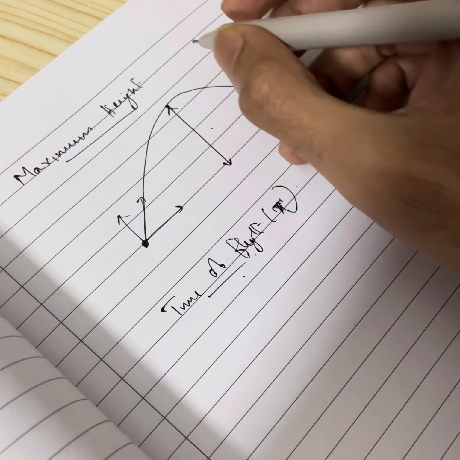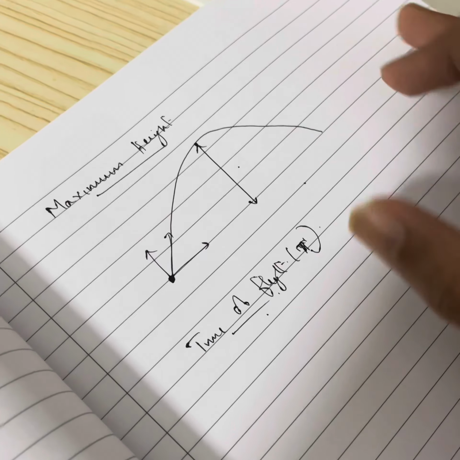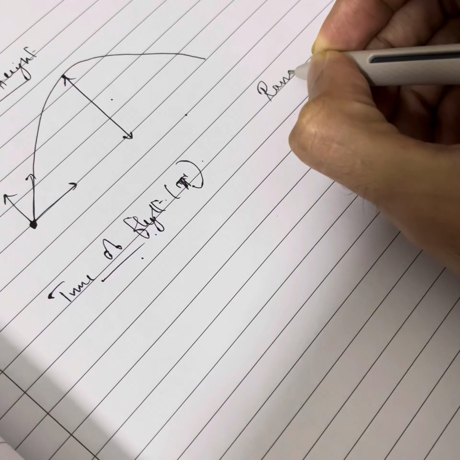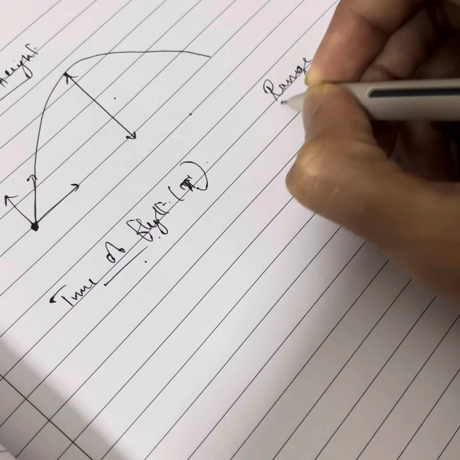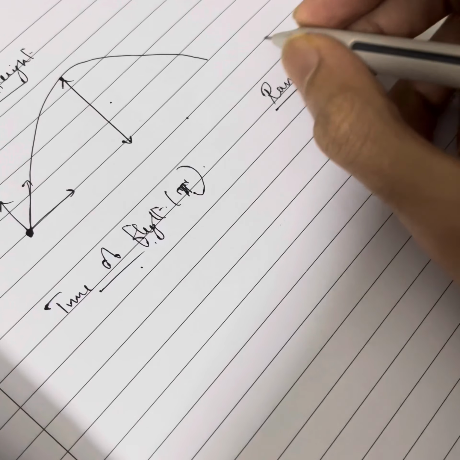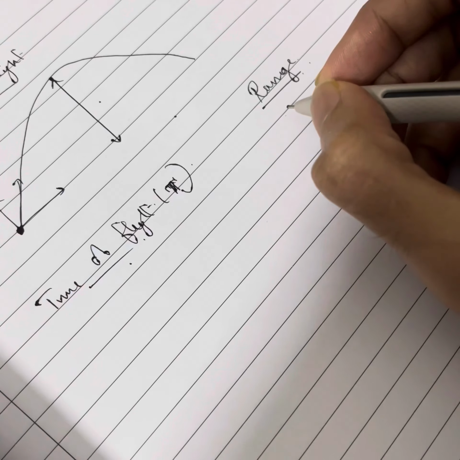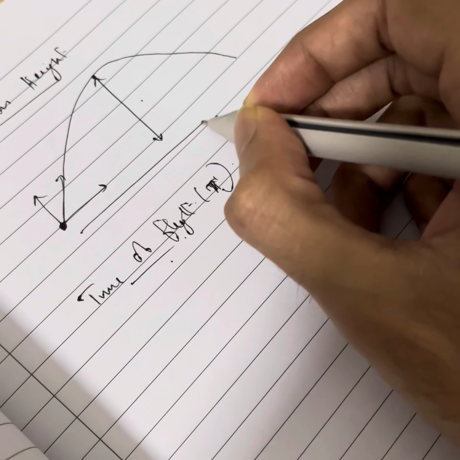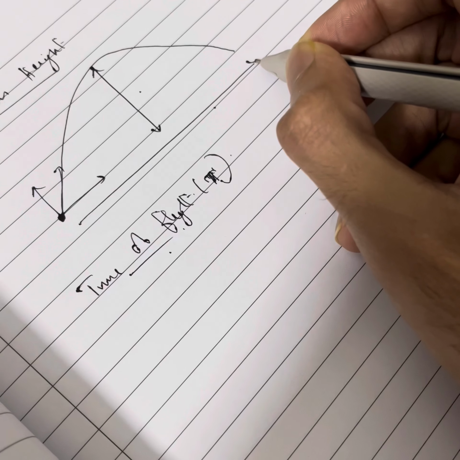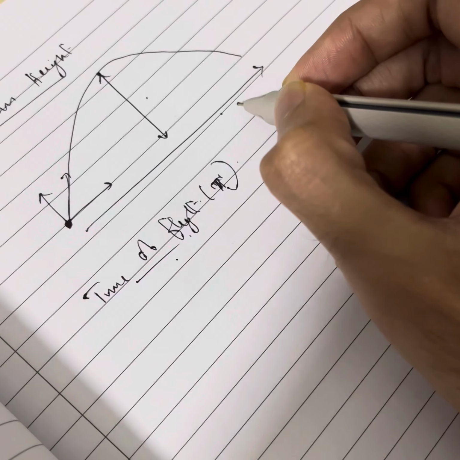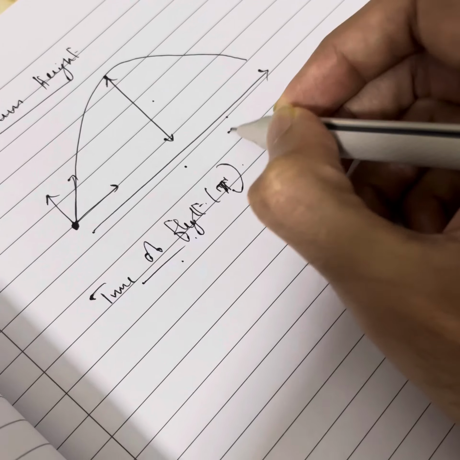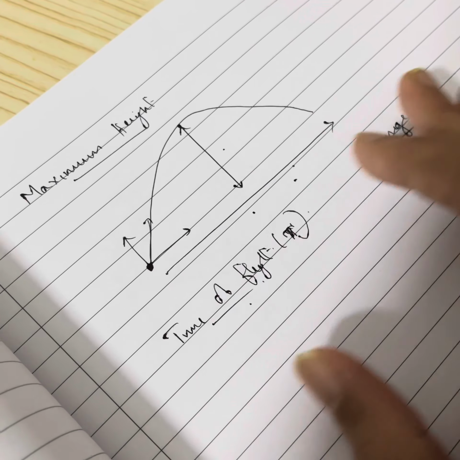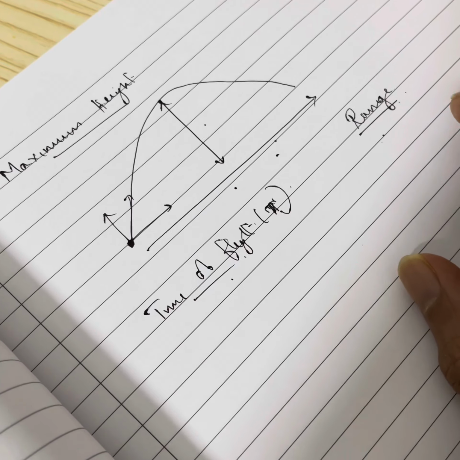Then the next term related to projectile motion is range, or horizontal range. Sometimes we specifically write it as horizontal range, and at other times we write it as range. Range is the maximum horizontal displacement, or the maximum horizontal distance, covered by the projectile. This is known as horizontal range. So these are the three main terms related to projectile motion.